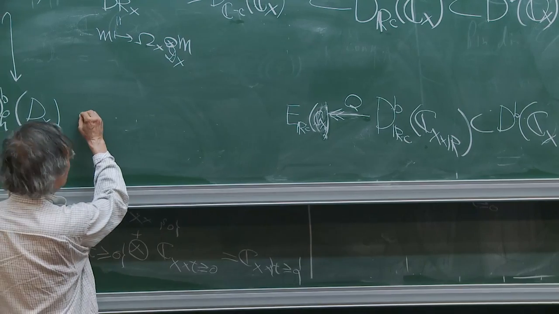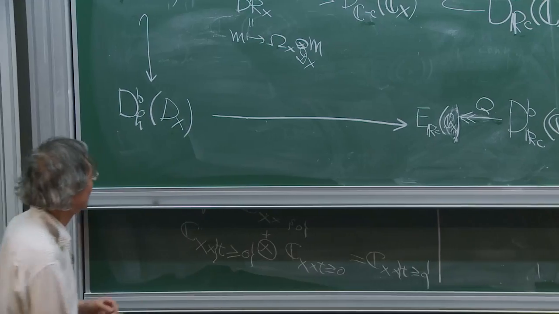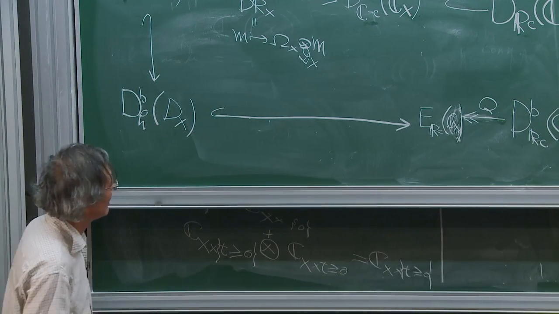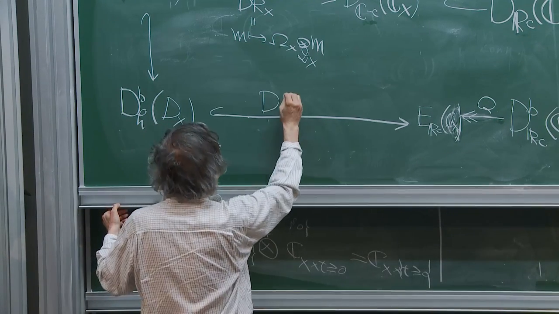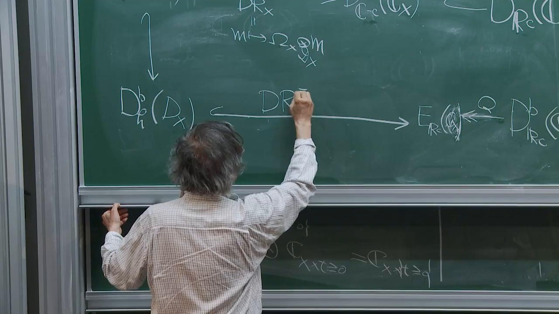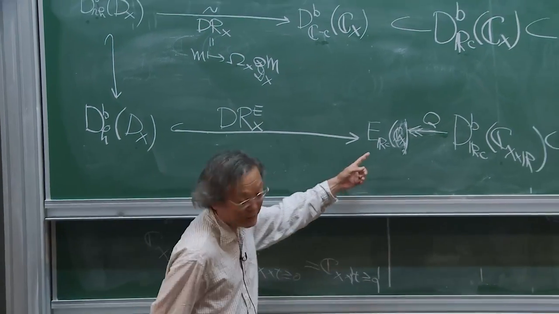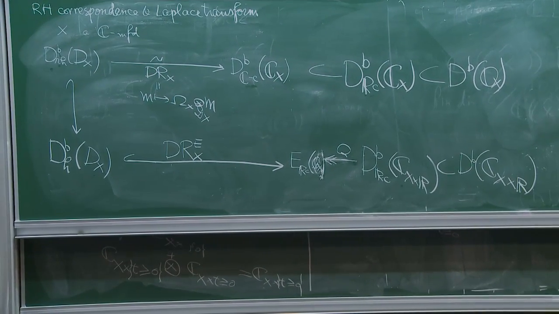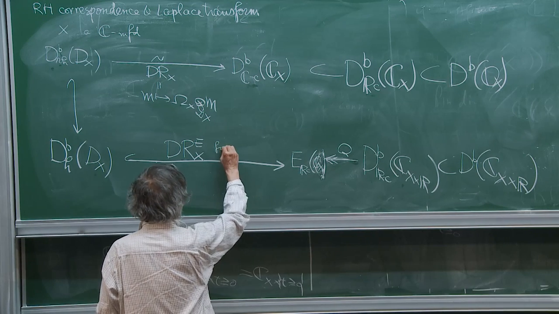And so the theorem is that there is a canonical embedding, which we denote the enhanced de Rham functor. We call that enhanced. Is it fully faithful? Yes, yes. So that is fully faithful.